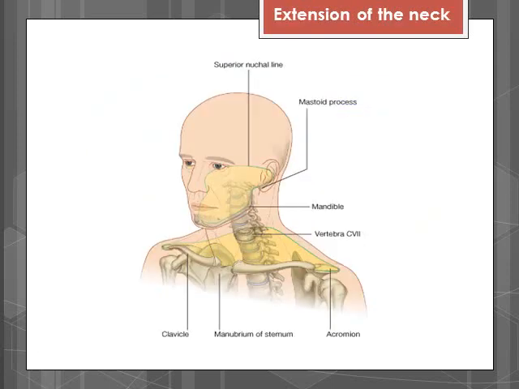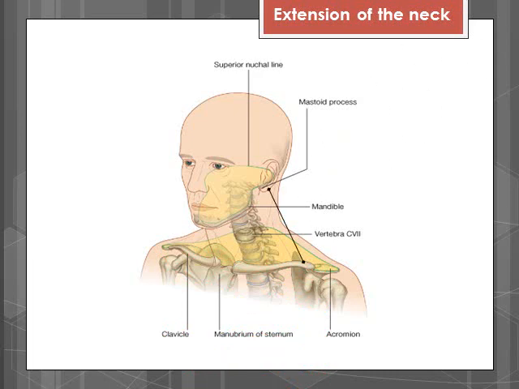Before we talk about the compartments of the neck, let's know what the extensions of the neck are. The neck extends from the head above to the shoulders and thorax below. Its superior boundary is along the inferior margins of the mandible and the mastoid process of the posterior aspect of the skull. The inferior boundary extends from the top of the sternum along the clavicle onto the acromion of the scapula.